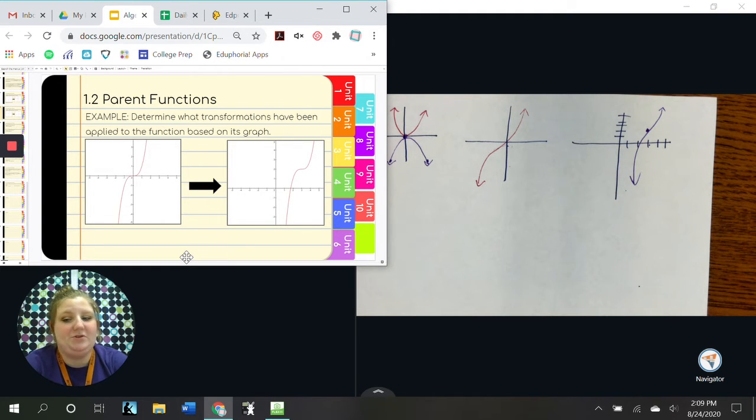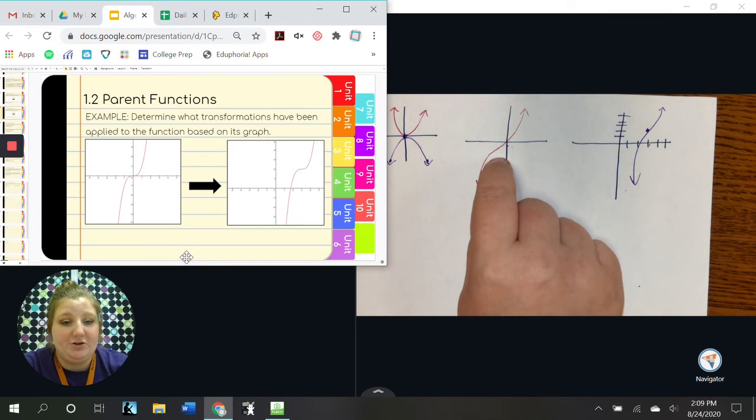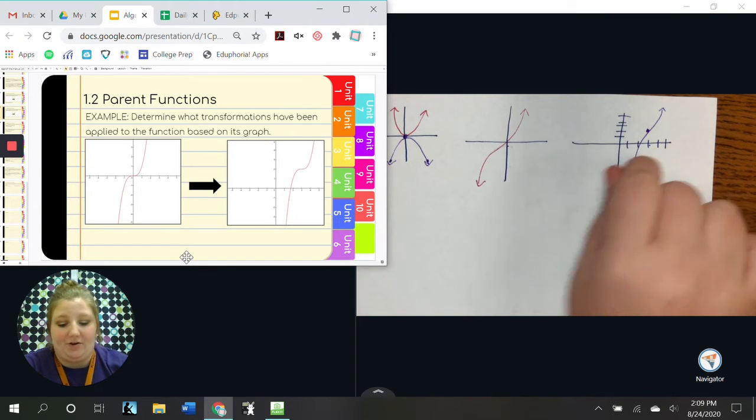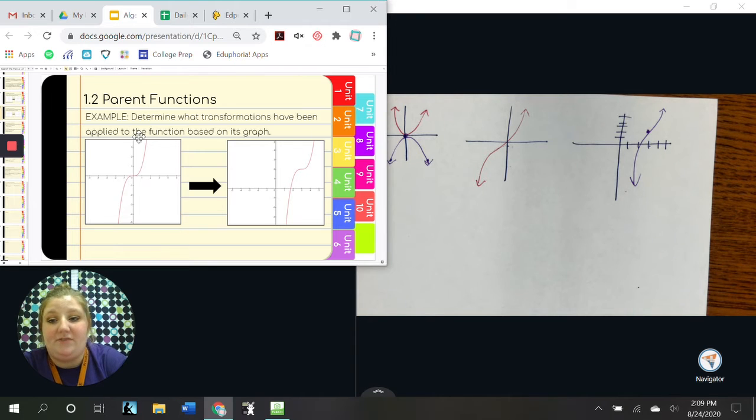But what we're going to do to try and figure out how this is transformed is we're going to pick one point of reference, and we're going to compare how that point moved from the first graph to the second graph. And with this function, which is a cubic function, or x cubed, it's easiest if you pick a point in the middle.